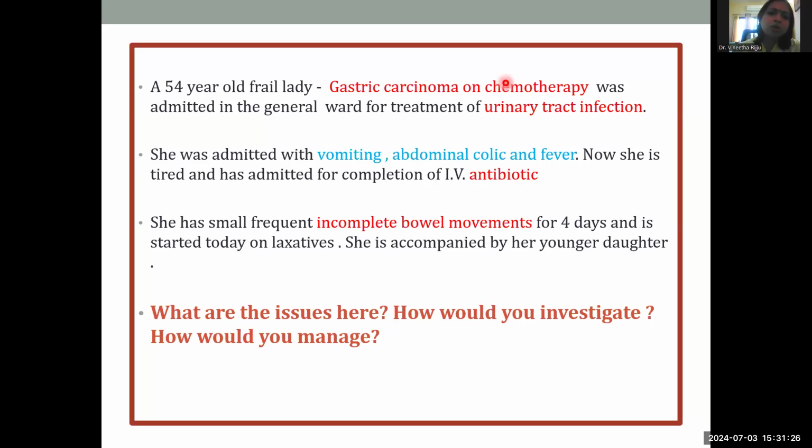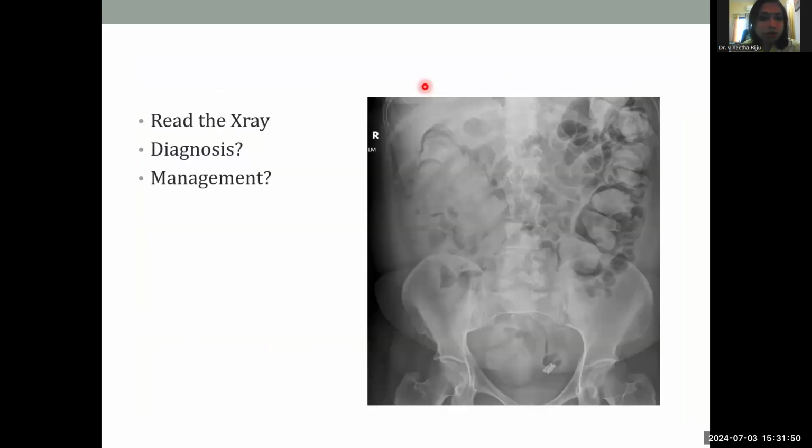And also you can check for, well, here there is incomplete evacuation. Small frequent bowel movements are there. We are probably not looking at an absolute metabolic issue like hypokalemia or anything, but the patient was also having severe vomiting, which could have also led to some electrolyte imbalance, so that also we need to keep in mind. Okay, so this is what I wanted to highlight here.